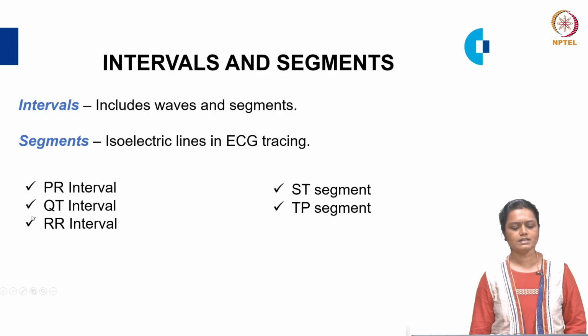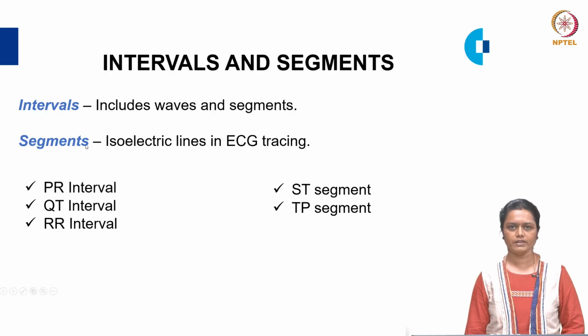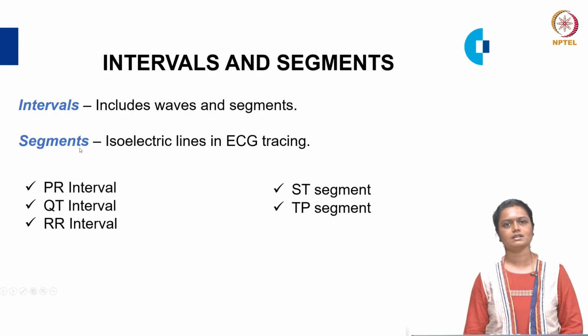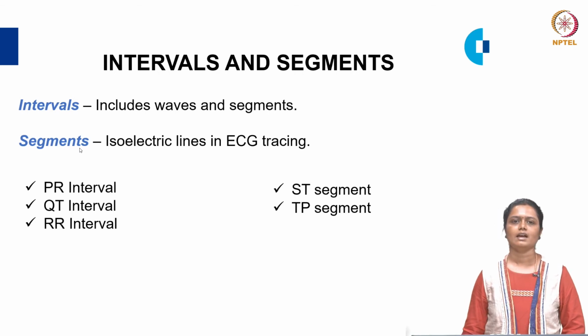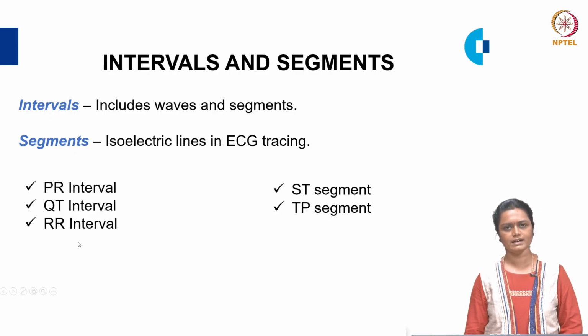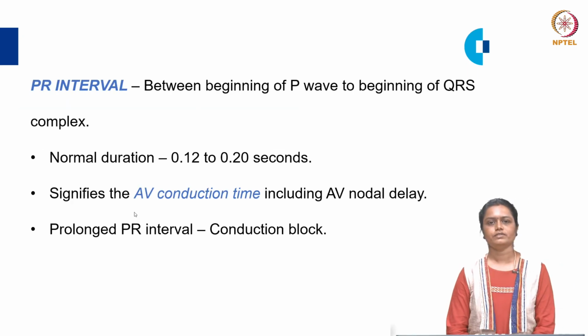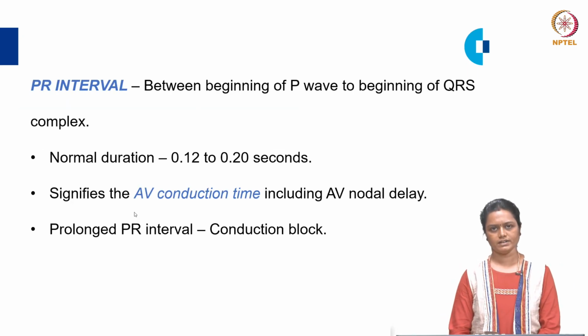The intervals include your waveforms as well as the flat isoelectric lines, whereas the segments include only the isoelectric lines in the ECG tracing and do not include the waveform. The important intervals will be the PR interval, QT interval and RR interval, and the important segments will be the ST segment and TP segment. So, the first interval will be the PR interval.